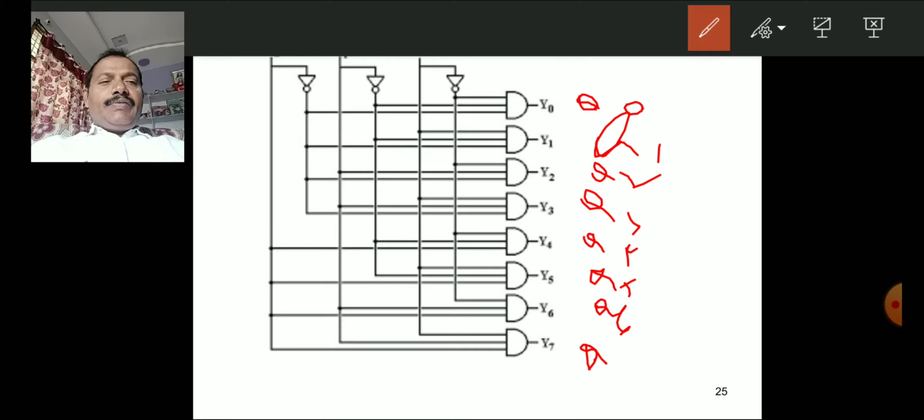For example, Y7, that is Q7, let us observe Q7 is connected to S2, S1, S0. So this is the way of implementing 3 to 8 decoder. So we have discussed fully 2 to 4 decoder circuit design and 3 to 8 decoder circuit design.